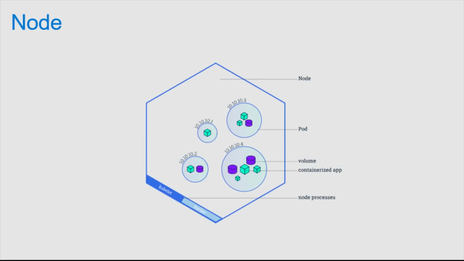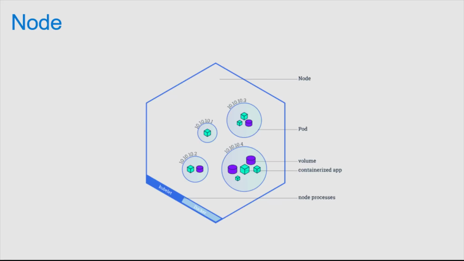Let's look at the node. What is the node? A pod always runs on a node. A node is a worker machine in Kubernetes and may be either a virtual machine or a physical machine, depending on the cluster. Each node is managed by the master. This is why we have a master and we have the agent.